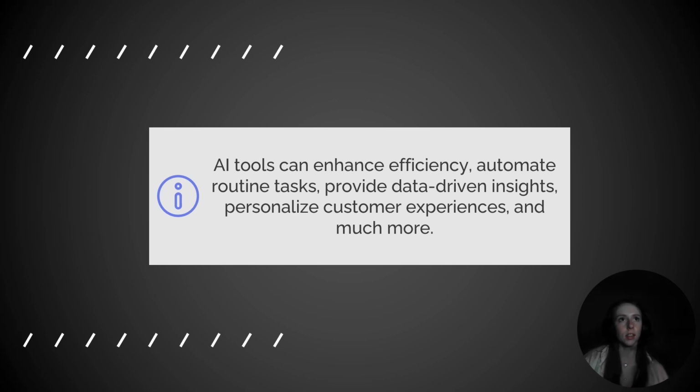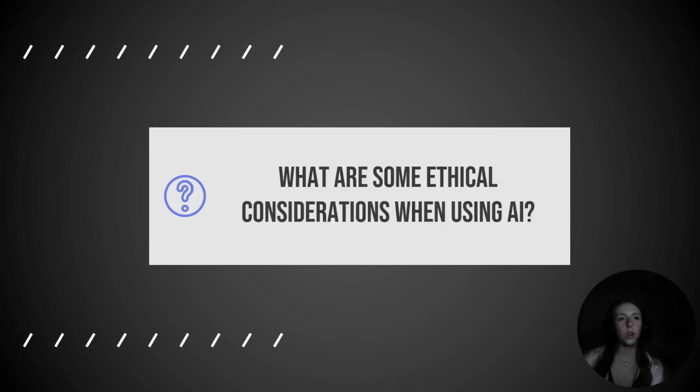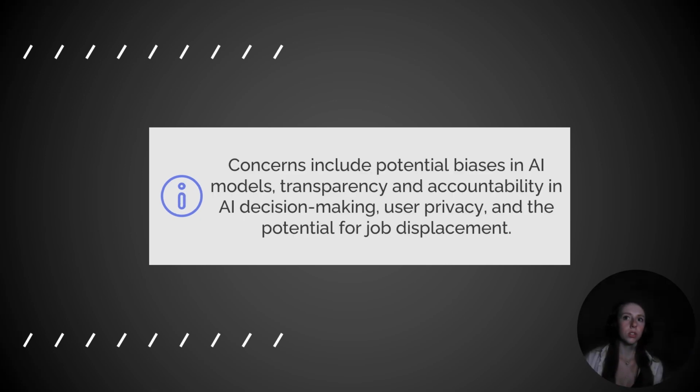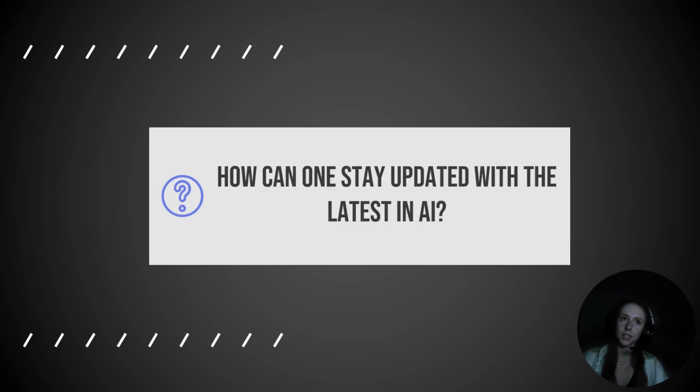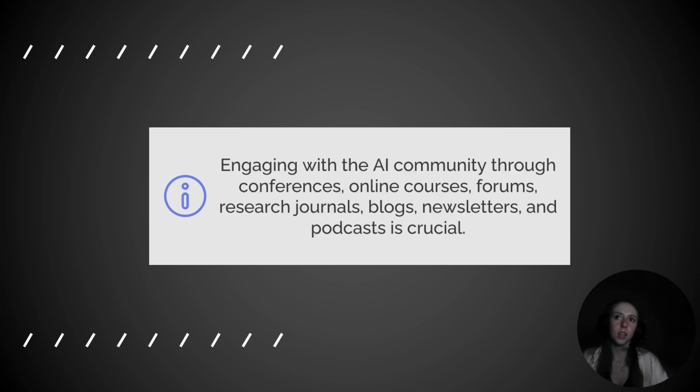And what are some ethical considerations when using AI? Concerns include potential biases in AI models, transparency and accountability in AI decision-making, user privacy, and the potential for job displacement. How can one stay updated with the latest in AI? Engaging with the AI community through conferences, online courses, forums, research journals, blogs, newsletters, and podcasts are crucial ways that you can stay engaged and understand what's going on at the cutting edge of this technology.